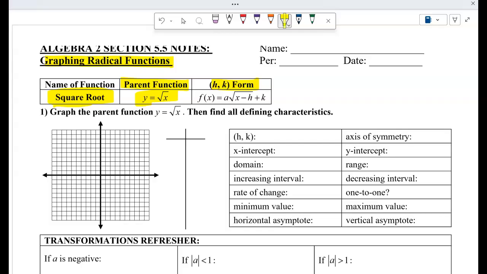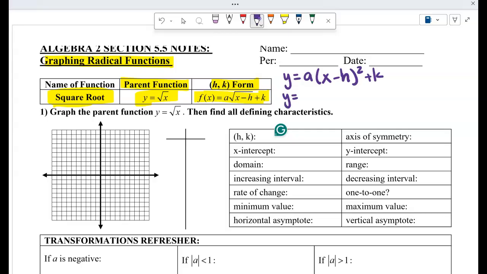So this is going to be f of x equals a in the front times the square root of x minus h. Now, outside of the square root is plus k. Do you guys remember we studied quadratic? It looks like this, right? A times the quantity of x minus h, close it, squared, plus k.